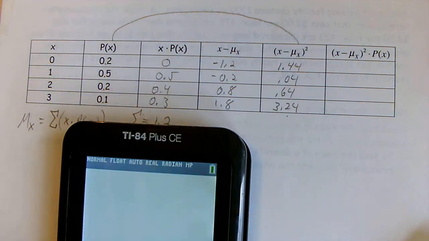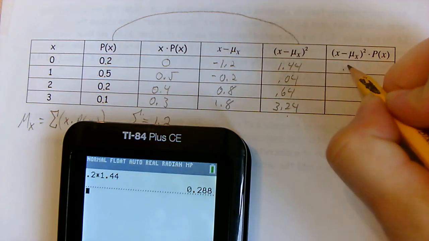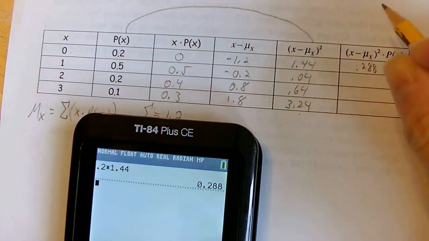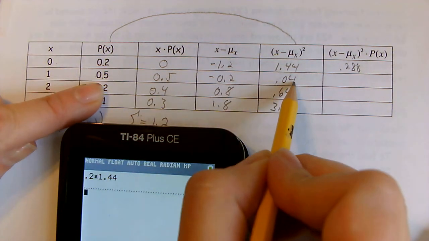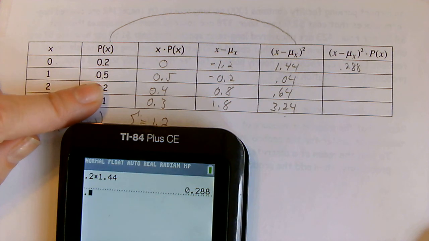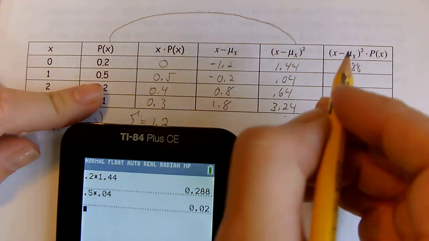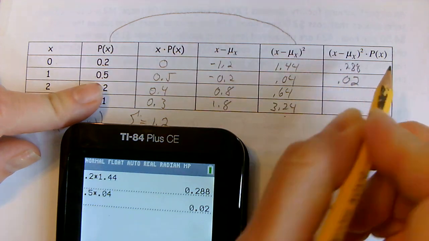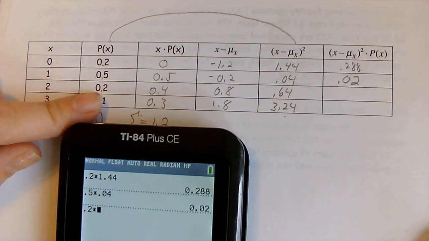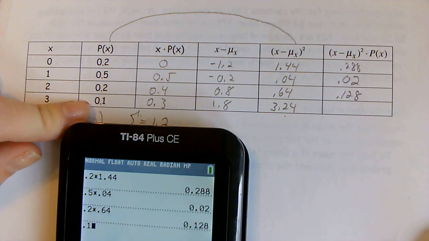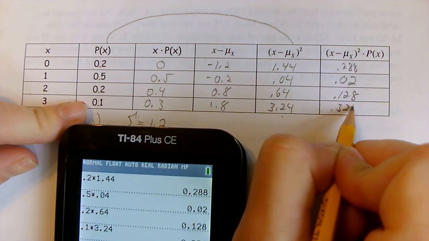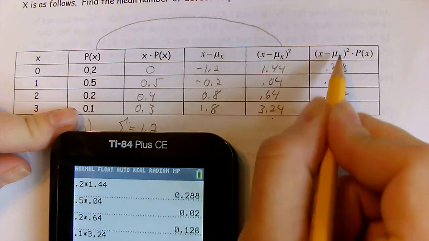These are the numbers I'm multiplying. 0.2 times 1.44. 0.5 times 0.04. 0.2 times 0.64. 0.1 times 3.24. Then the formula says let's add that column up.